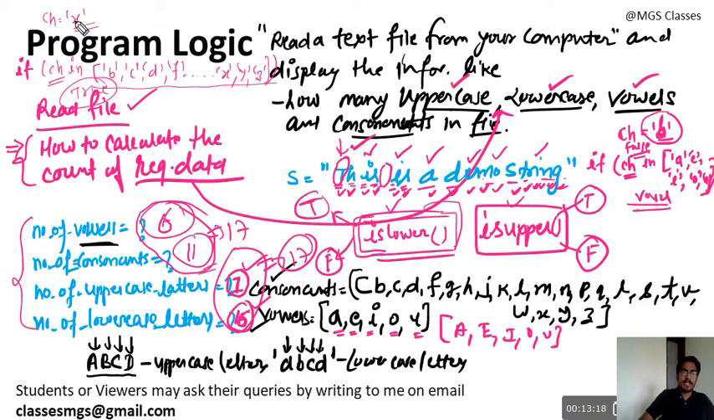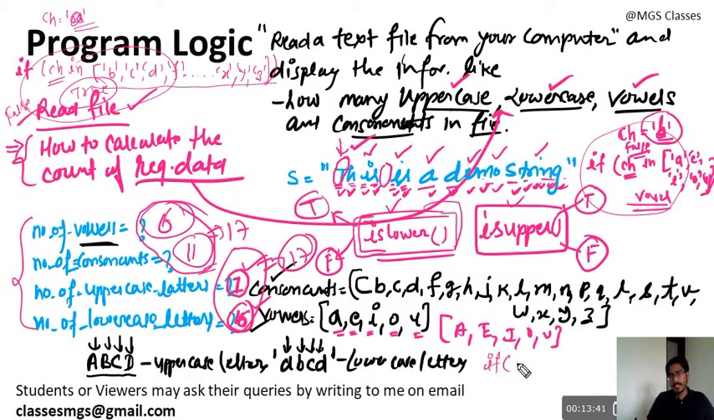Let's suppose the ch value is a. In this case a is not in the list, so it will return false, and we will know that this is not a consonant. So this is how we will write the logic for checking whether a particular character is a vowel or a consonant. And this is the logic to check whether a character is capital or small.